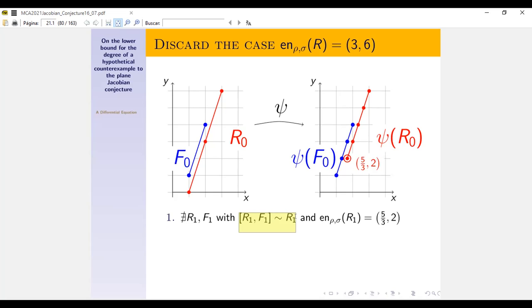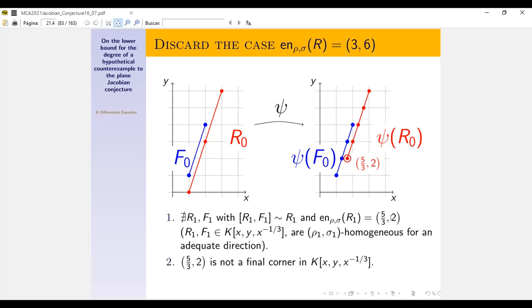In principle, the theorem says for the next direction, you must get this again. And since it is the next direction, the endpoint of R1 should be this point, 5/3, 2. And another fact, we also have to be careful, because you cannot continue this infinitely cutting down the edges of the support. So at some point you get the conditions for R1 and F1 that you should get if this is correct, or otherwise you have a final corner. Okay, I won't get into much detail because it's somehow technical, but you have that this is not a final corner.